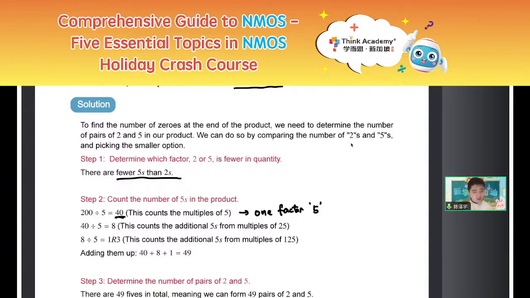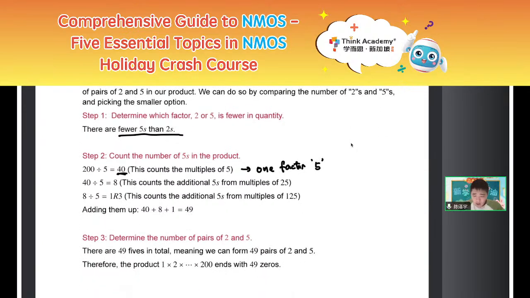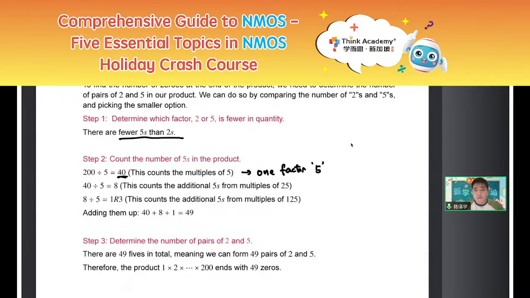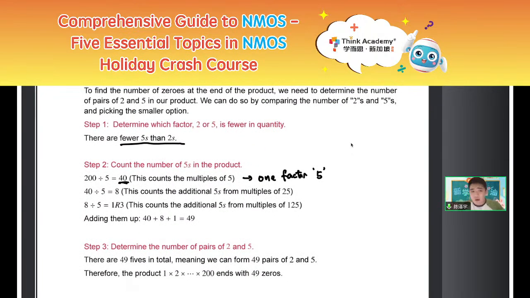By 1 factor of 5, I mean every time we're doing prime factorization. For example, 15, after you do prime factorization, you will get a factor of 5. This is called a factor of 5. So every multiple of 5 will give us 1 factor of 5. So we see there are 40 multiples of 5. That means we will get 40 factors of 5, right?